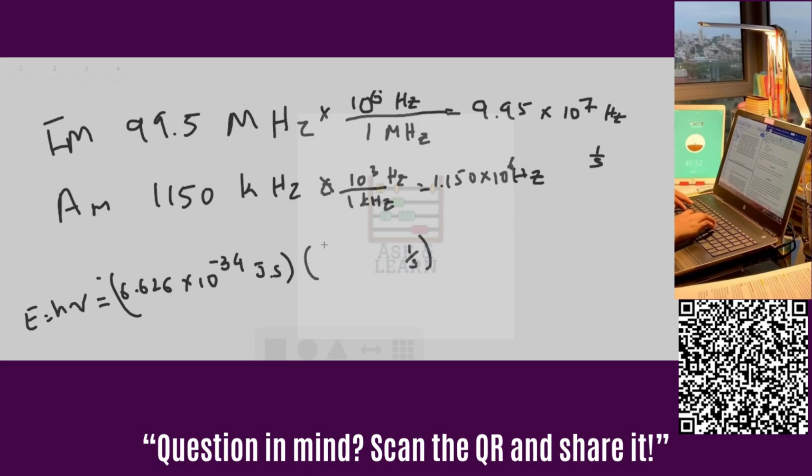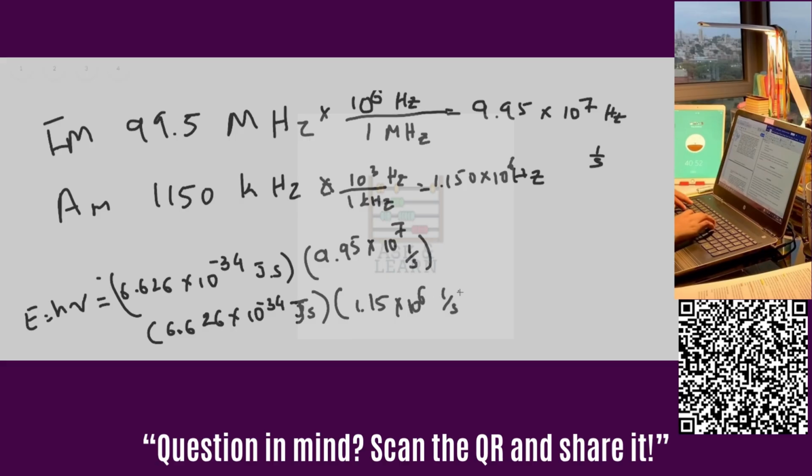So now I just need to plug it in here. 9.95 times 10 to the 7, and for the other question, the same thing. 6.626 times 10 to the negative 34 joule seconds. That's a unit. And then this one will be 1.15 times 10 to the 6, per seconds, of course.